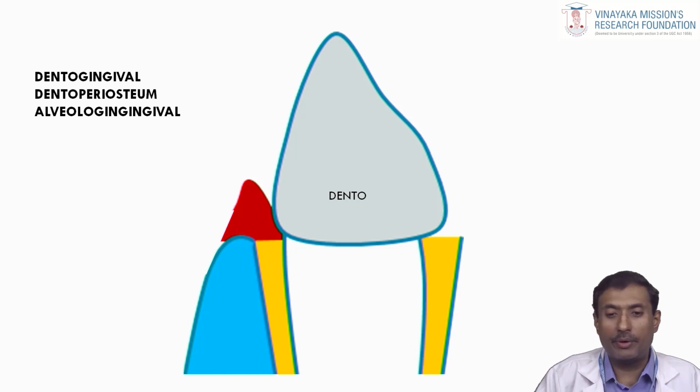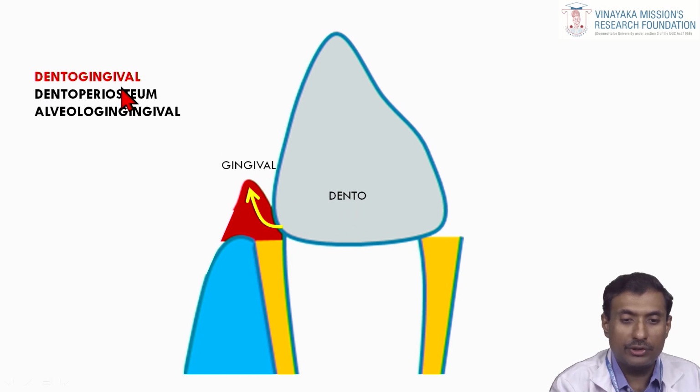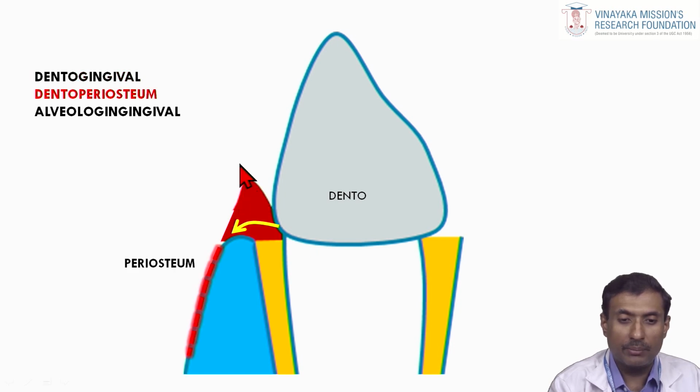As you can see here, this is a representation of a tooth, the gingiva and periodontal ligament space having the periodontal fibers, the alveolar crest bone. Here I am going to talk about the fibers which are located in the gingiva. The first one is dentogingival fibers, and as you can see, the direction is moving upwards. The next set of fibers, dentoperiosteal fibers, move from the tooth to the periosteum.